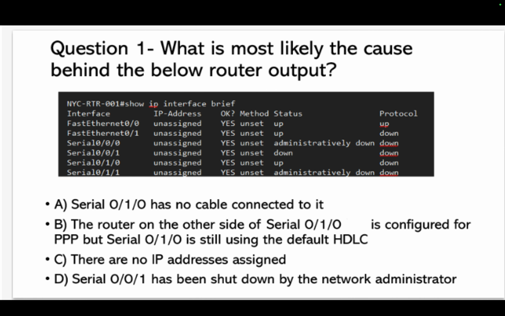A, serial 0/1/0 has no cable connected to it. B, the router on the other side of serial 0/1/0 is configured for PPP, but serial 0/1/0 is still using the default HDLC. C, there are no IP addresses assigned, and D, serial 0/0/1 has been shut down by the network administrator. You've got 4 options there, so please take the opportunity to pause the video, have a think, and play when you're ready. I'll give you about 5 seconds to do that.